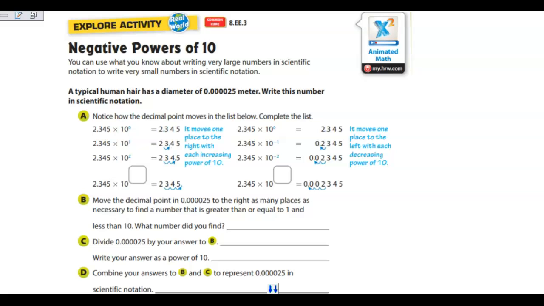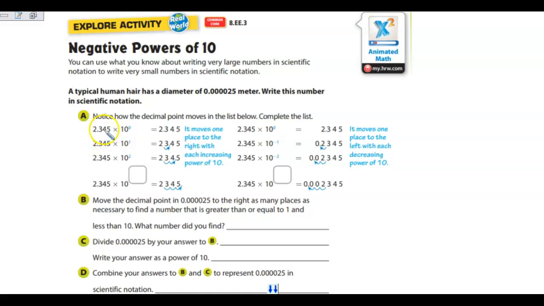So remember, when we were writing the scientific notation with positives, we had the digit to the left of the decimal be between 1 and 9. So when we're writing this in scientific notation, we try to get it in that same situation, okay? So we're going to go through this list, and we're going to just pay attention to how the decimal point moves.